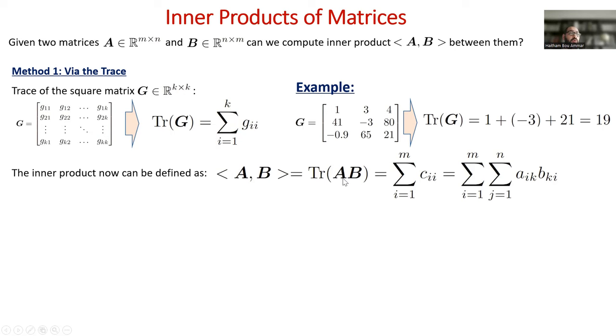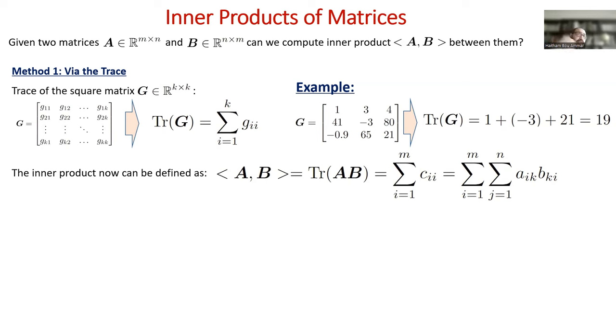In other words, when you do A times B, you will get a new matrix C. Remember how we do the product, we did that in the previous lecture. For the product, we need the number of columns of the first to be equal to the number of rows of the second, which is n in our case. Great, we can do the product. The result will also be a matrix. That matrix will be m by m, so it has the same number of rows as the first and the same number of columns as the second matrix. And now the inner product between those is nothing but the trace of the product matrix. So when A and B are multiplied, you will get a matrix C. We called it C before.